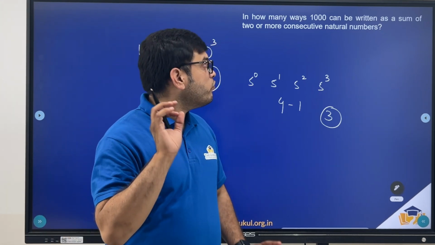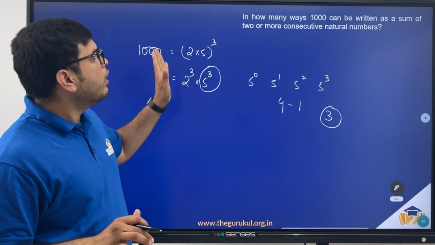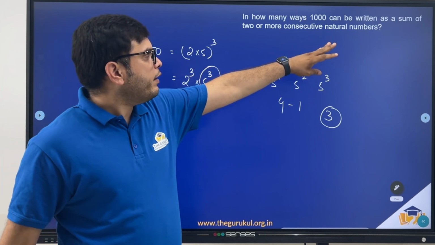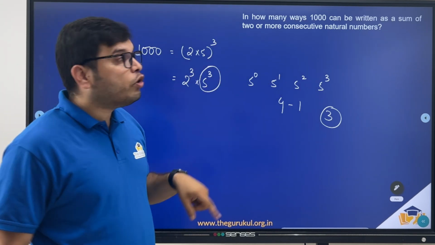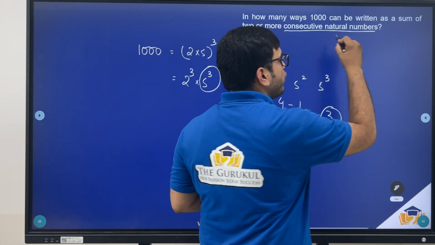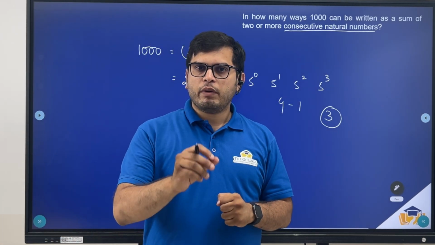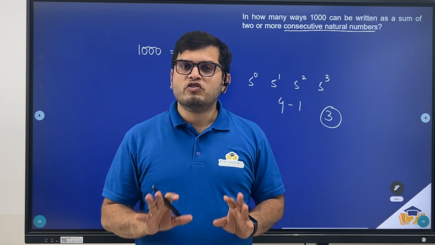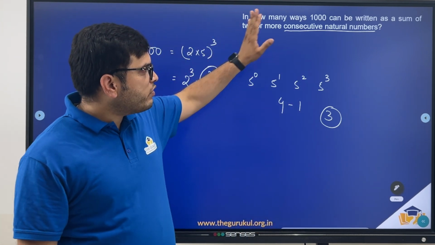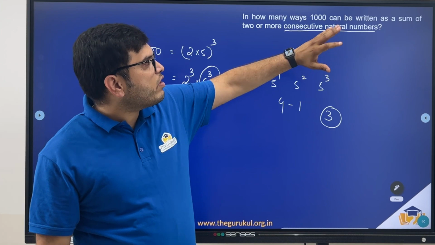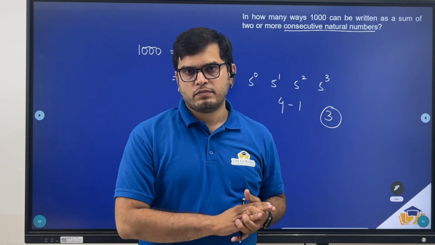So whenever you come across a question where you are asked to find in how many ways a number can be written as the sum of two or more consecutive natural numbers, then all you need to do is first find the number of odd factors of that number. From that, you need to subtract 1. Right. So that will give you the number of ways in which that number could be written as a sum of two or more consecutive numbers.